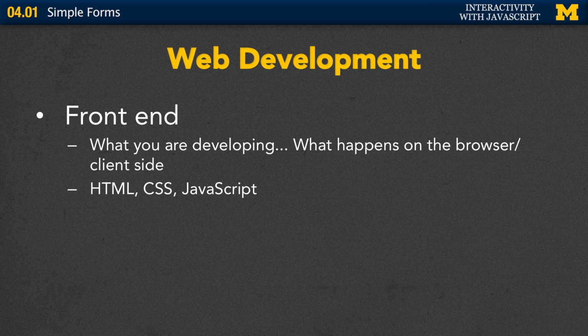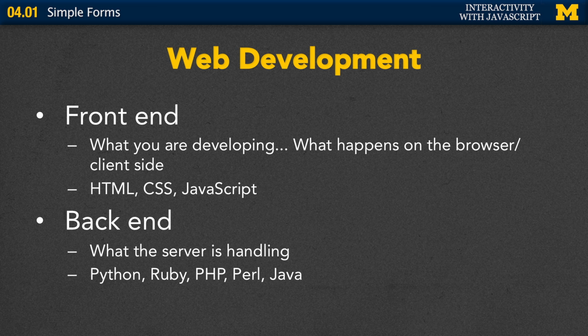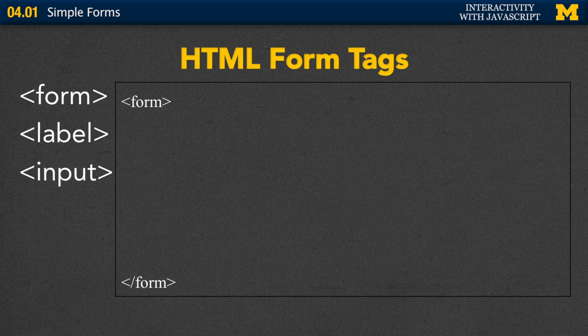If you want to take this idea of forms further, then you need to jump into what's called back-end development. That's where the server is actually handling that data you're going to send to people. You'll need to learn something like Python or Ruby, PHP. There's a lot of different things we can do at the back end. But in this class and in this lecture, we're only going to talk about the front end. We're going to talk about that HTML, CSS, and JavaScript that we use to put together a form.